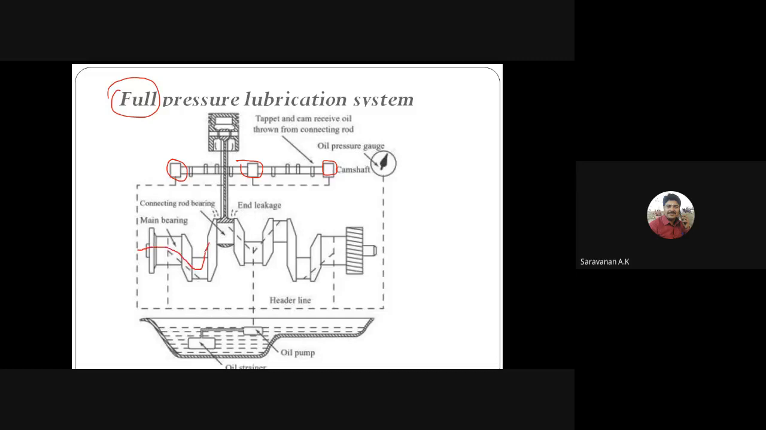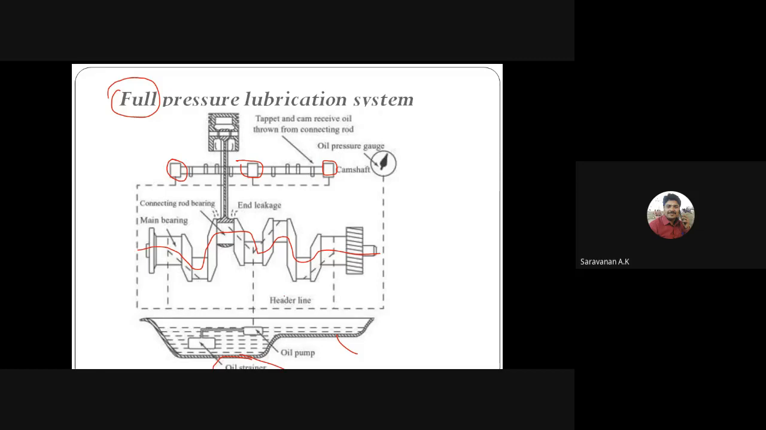So what will happen? Here some lubrication occurs. The outlet of the lubrication will be in terms of the gravitational force. Once we have lubricated all the elements, the remaining oil after the lubrication comes back into the oil chamber or oil pan, the oil sump. Due to the gravitational force, it comes back to the oil pan. So these three are wet sump lubrication systems.